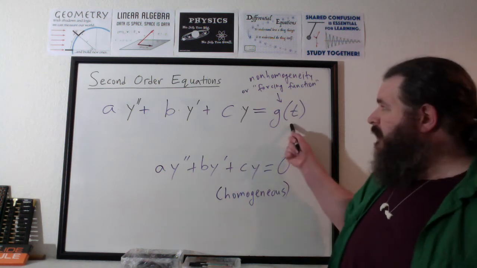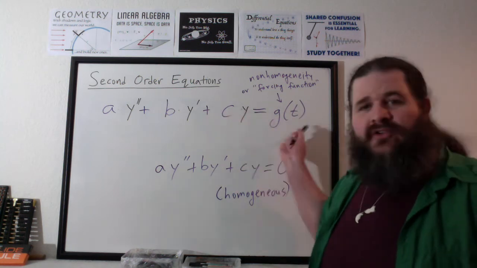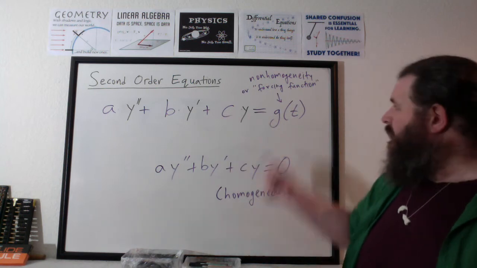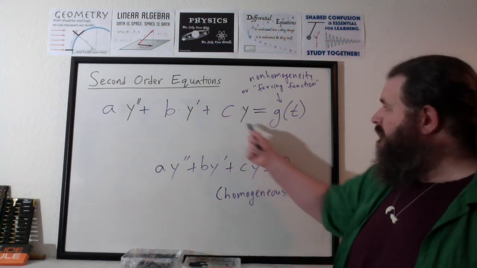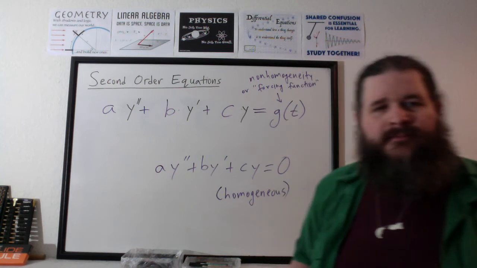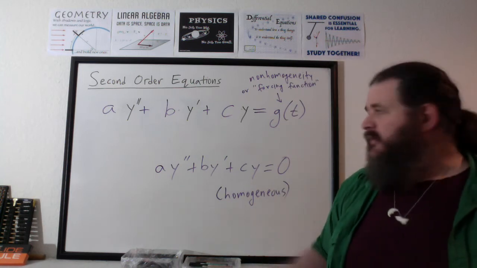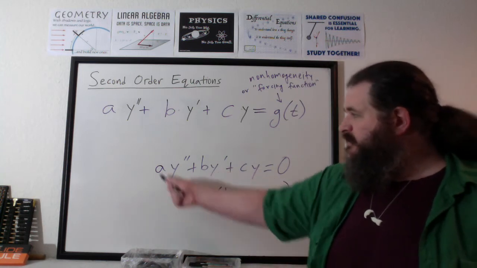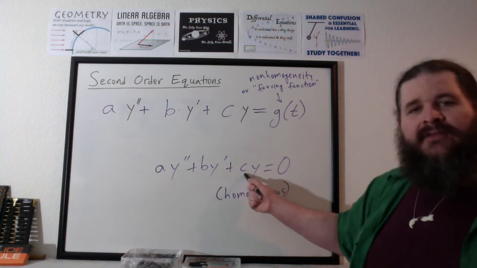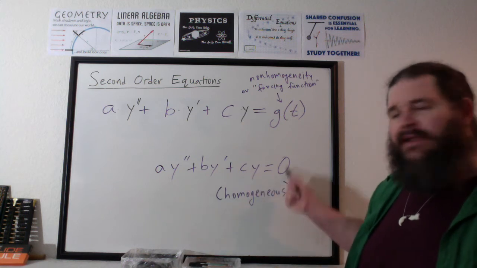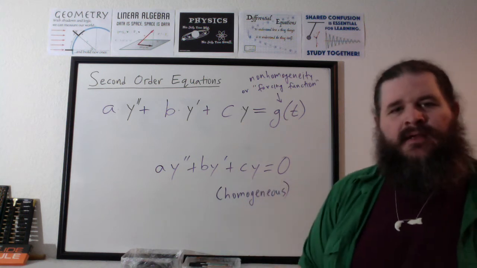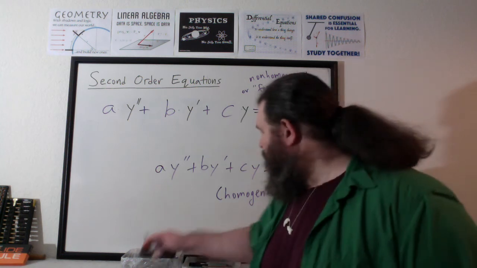And it doesn't have to be on this side of the equation. You could rearrange these terms however you want. The important thing is the non-homogeneity is the term that doesn't have y in it at all. So that's the main idea. Second order linear differential equation with constant coefficients, and for now we're going to assume it's homogeneous. We'll get into non-homogeneities later. Let's try out a simple example of this.